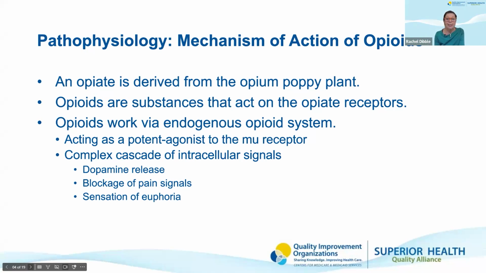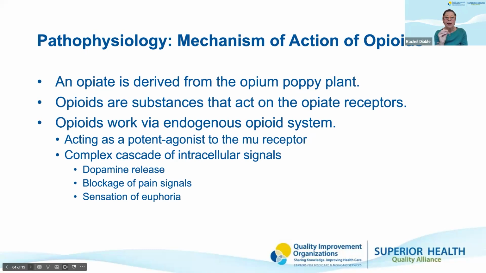Opioids are substances that act on opiate receptors, and we have opioid receptors. So opioids work via the endogenous opioid system, acting as a potent agonist, so working with, not against, the mu receptor. What is the mu receptor? That is the major receptor that likes all of these things. I'll get more into that in a minute.